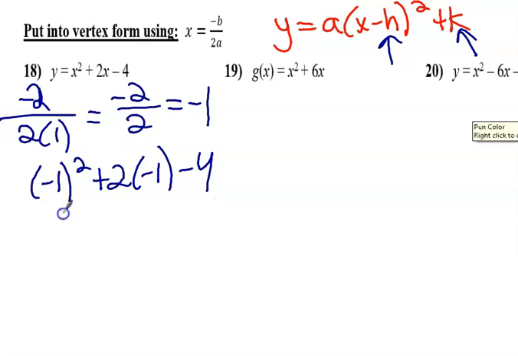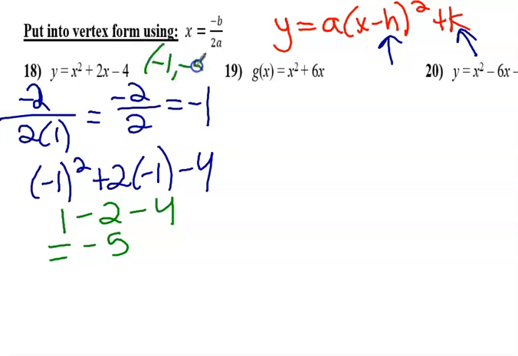So negative 1 squared is 1. 2 times 1 is negative 2, minus 4. So negative 1 minus 4 is negative 5. Okay, so my vertex is negative 1, negative 5.